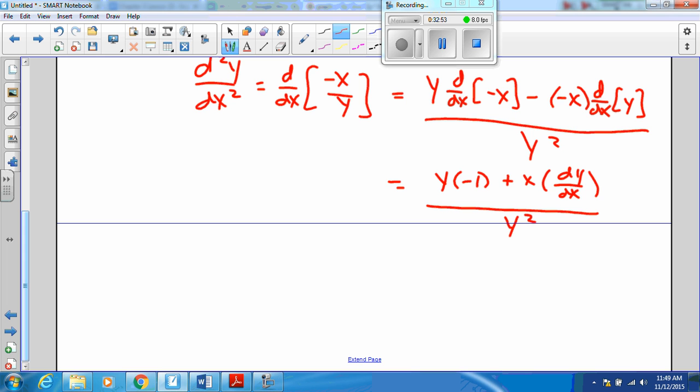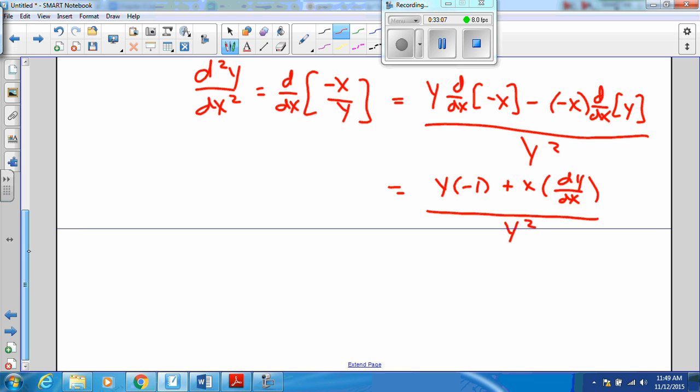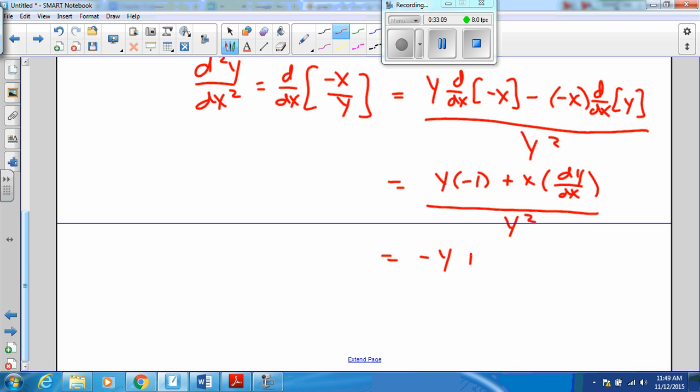That's a problem, because dy/dx is not a part of the original problem. My original problem has only x's and y's. So I need to replace dy/dx with what it is. What is dy/dx? Negative x over y. So this is really my second derivative right here. It's kind of ugly. Sue just made a face, and I agree with her. This is kind of ugly. And so we might want to clean it up.